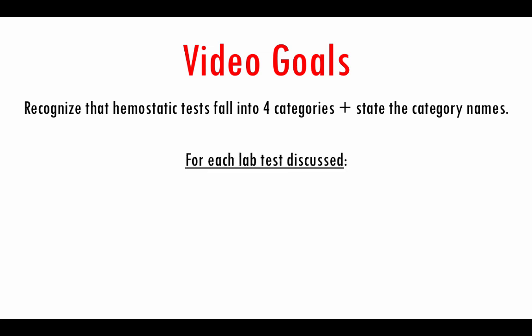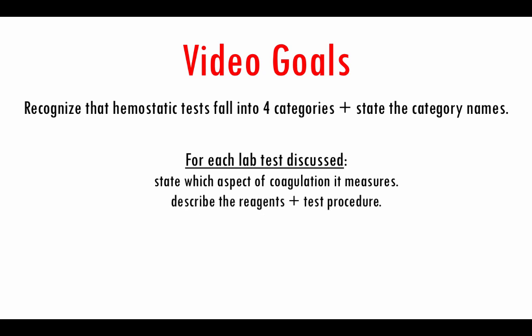We will look at a handful of different lab tests, and for each of those, I'd like you to be able to state the aspect of the coagulation that it measures. So basically of those 4 categories, which one of them is measured by a particular test. Describe the reagents and the test procedure, so what you need and how it's done. And then state normal values and interpret abnormal test results. What could that mean about our patient's health status?